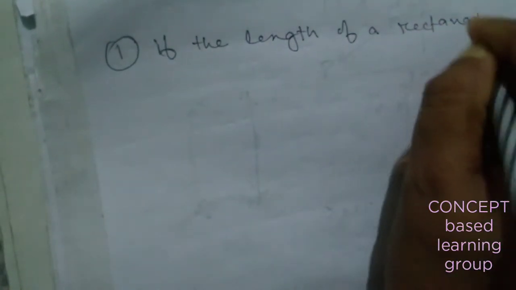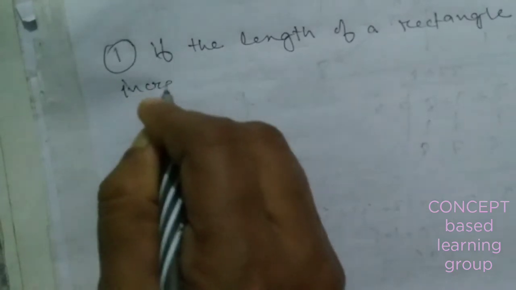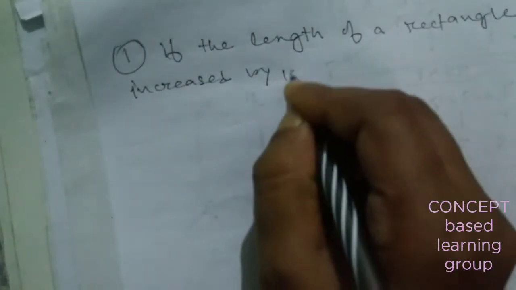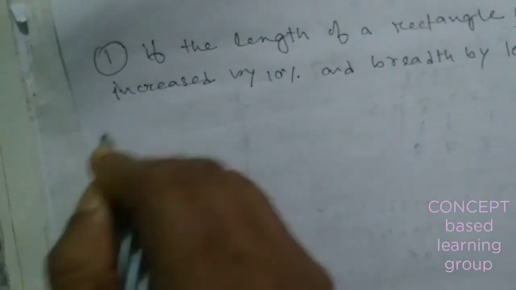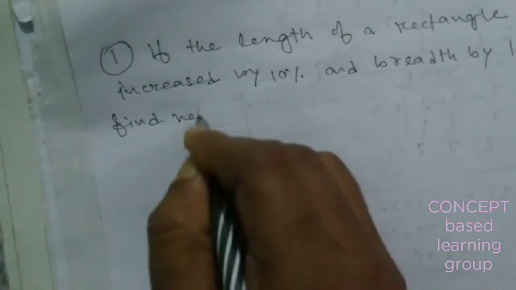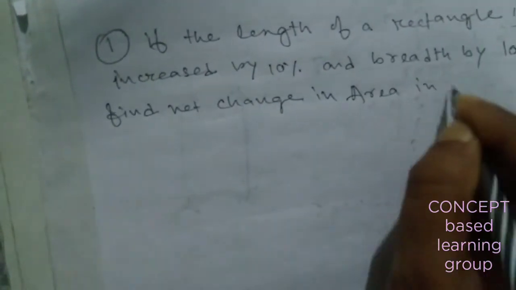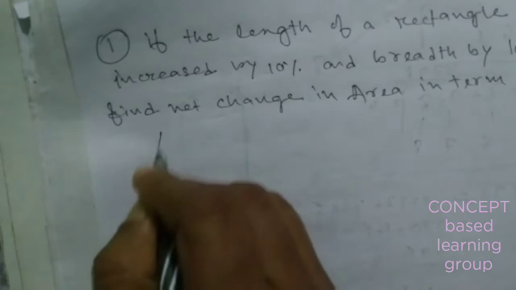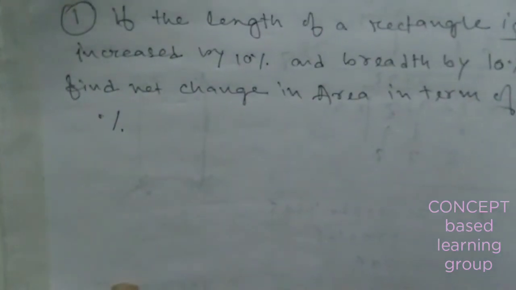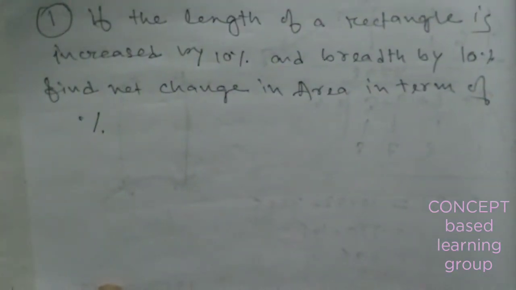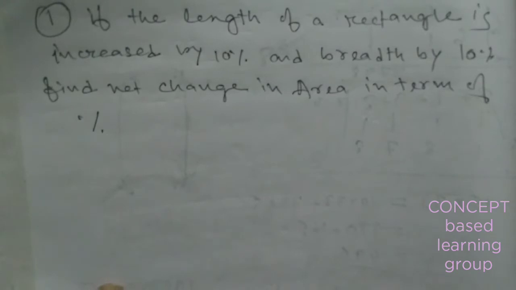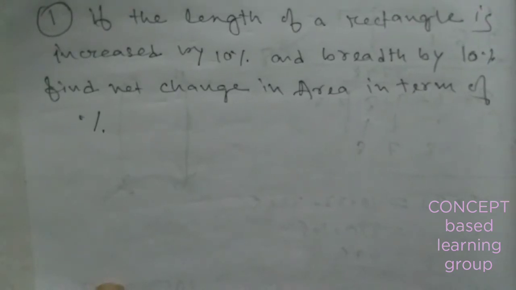rectangle is increased by 10% and breadth by 10%, find the net change in area in terms of percentage. The question implies that there is a rectangle where length is increased by 10% and breadth is increased by 10%. Then we have to find the change in area in terms of percentage.